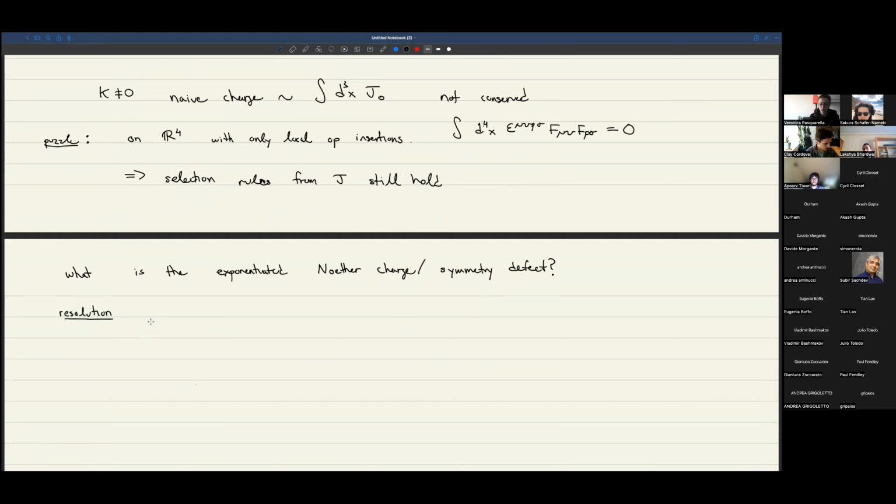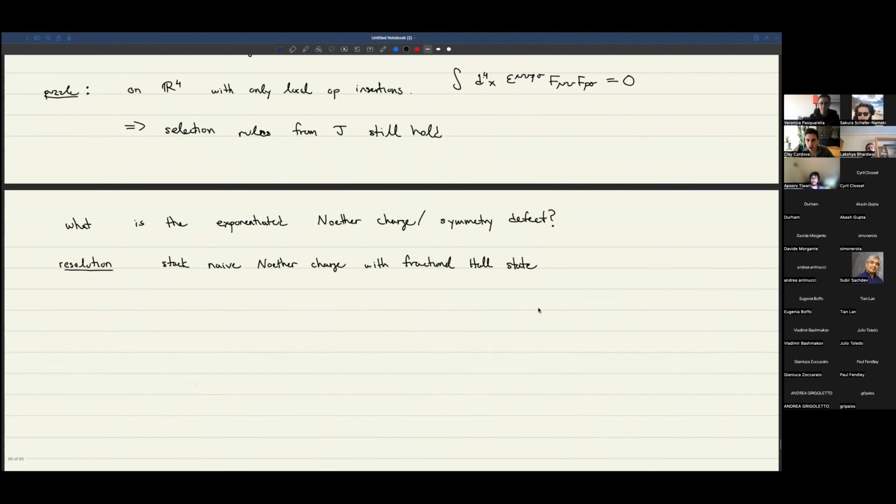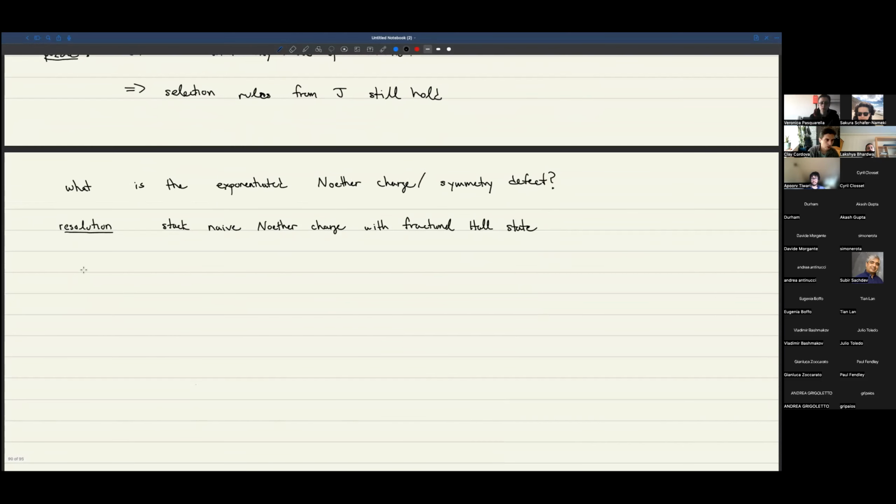Okay, well, the resolution is that we're going to stack the naive Noether charge with a fractional Hall state. So let me write what that is, and then we can unpack it. We're trying to introduce a finite chiral symmetry rotation. That's what the exponentiated charge would do.